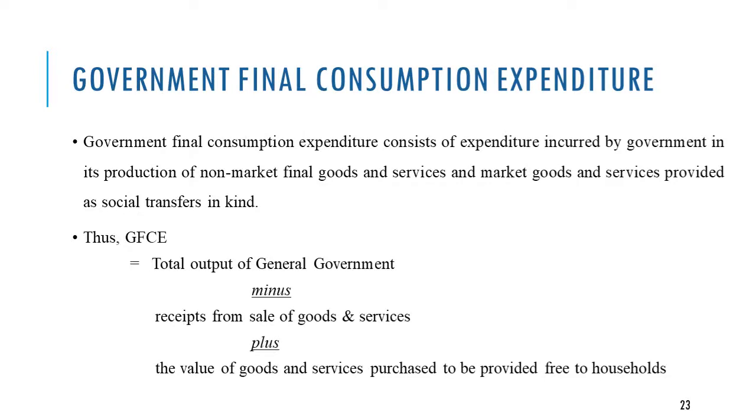According to SNA, government final consumption expenditure consists of expenditure incurred by government in its production of non-market final goods and services and market goods and services provided as social transfers in kind. Thus, GFCE can be derived as the total output of general government minus receipt from sale of goods and services plus the value of goods and services purchased to be provided free to households.